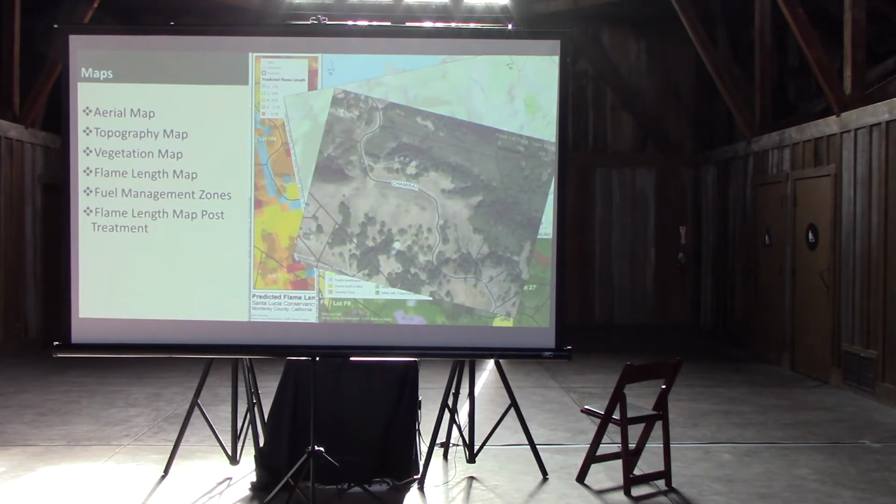I think that's it. Now Esther's just going to talk about the maps that she produces in it. They're pretty basic. This is a list of the maps. It's just the aerial map, a topography map, a vegetation map, a flame map, fuel management zones map, and what we think the flame length might be post-treatment. And that's important because, and shorelands.